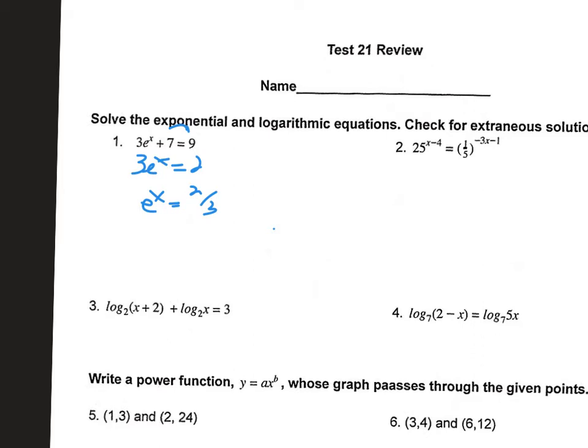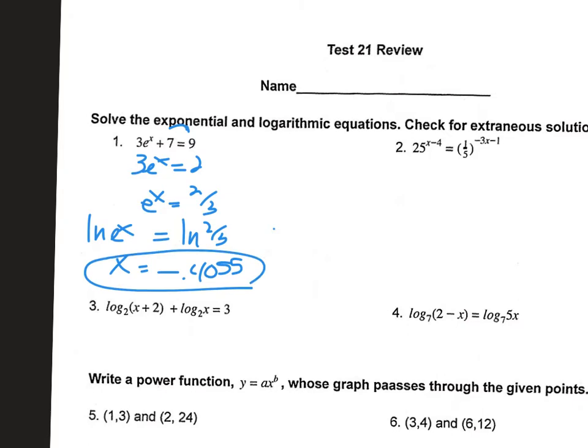To get rid of the e, you need to do natural log of each side. So I'm gonna do natural log of this side, natural log of the right side. Over here, obviously we're just gonna get x, and you know why. On the right hand side, I'm just gonna punch in natural log 2/3 on my calculator, which I'm doing right now. And I'm gonna get negative 0.4055. That's all you gotta do on that one.